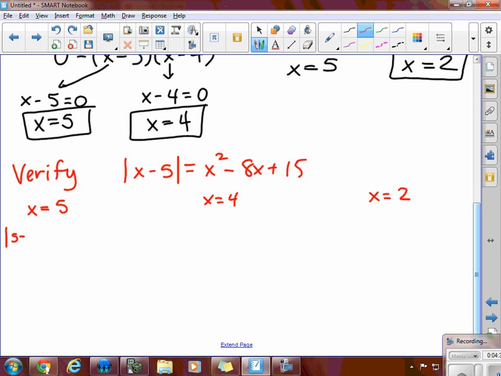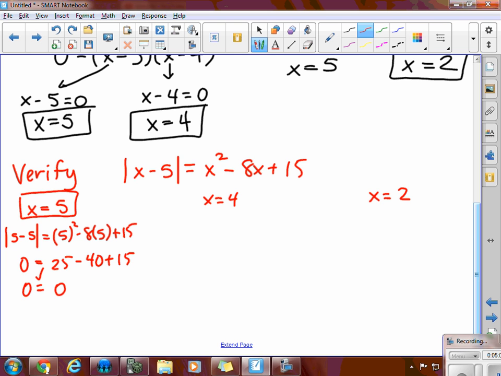So it's going to be the absolute value of 5 minus 5 equals 5 squared minus 8 times 5 plus 15, which gives me 0 equals 25 minus 40 plus 15. And if you actually put that into your calculators, you will see that we have 0 equals 0. Therefore, this does verify to be one of my solutions.